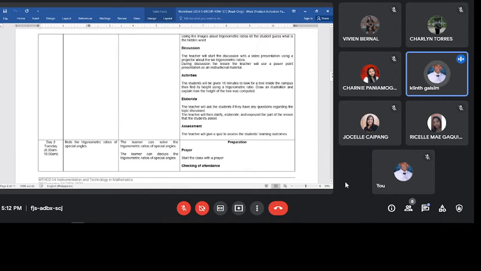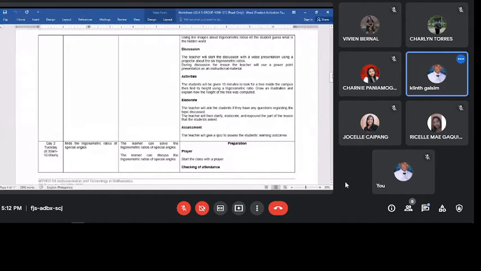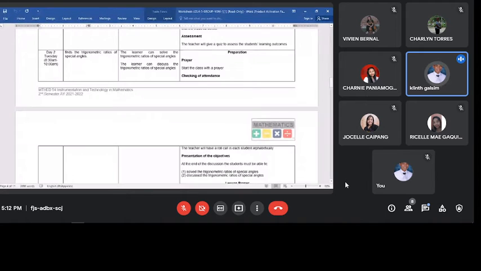And for day two, the learning competency is finds the trigonometric ratios of special angles. For our learning outcomes, the learner can solve the trigonometric ratios of special angles. The learner can discuss the trigonometric ratios of special angles.